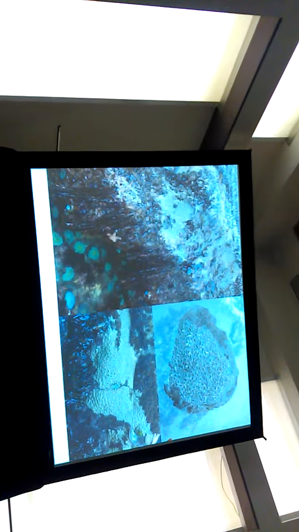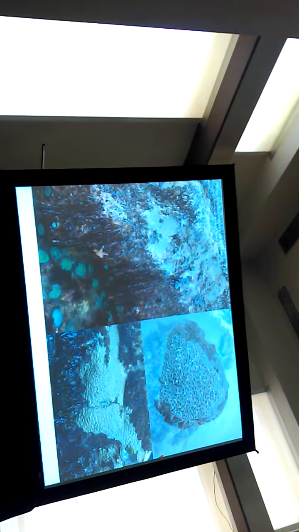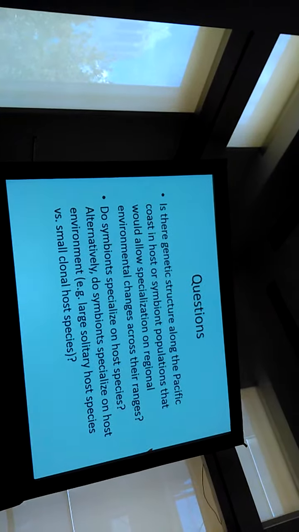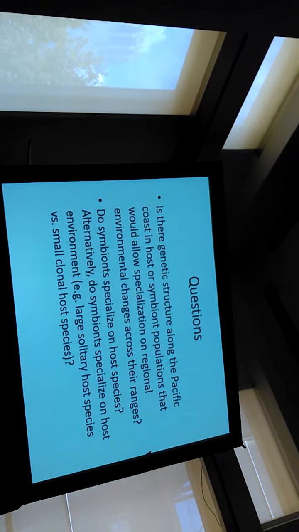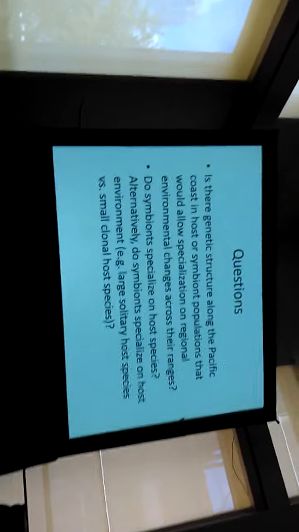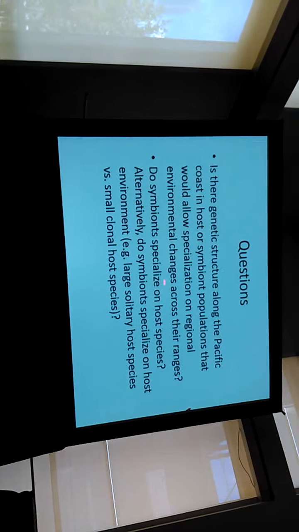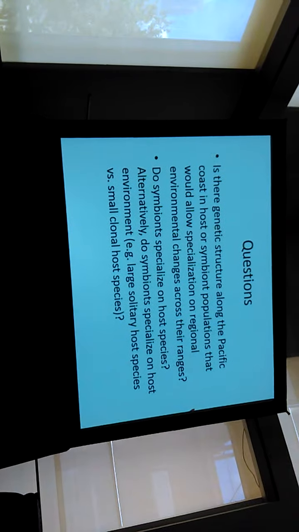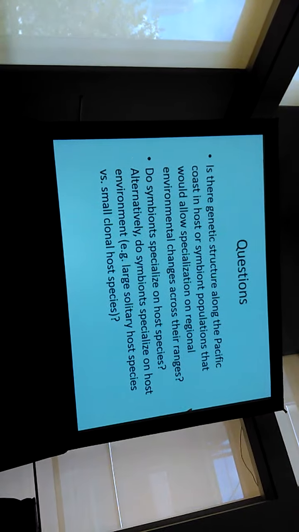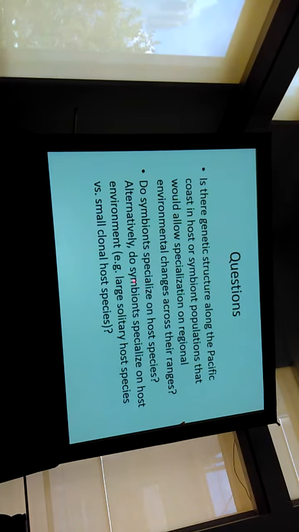We know that being on the outside of an aggregation versus inside the aggregation changes your thermal environment, for instance. And so where you are might matter a lot for that symbiosis and what it's able to do for you. So the broad questions that I'm going to address today are whether or not there's genetic structure on the Pacific coast, in the host or the symbiont populations, that might allow for specialization of either or both on regional environmental scales. So looking at the biggest large-scale picture of these guys, how might they change along their range? And then asking the additional question of whether or not symbionts specialize on host species. And if so, looking at alternative hypotheses about whether or not they specialize on host environments.